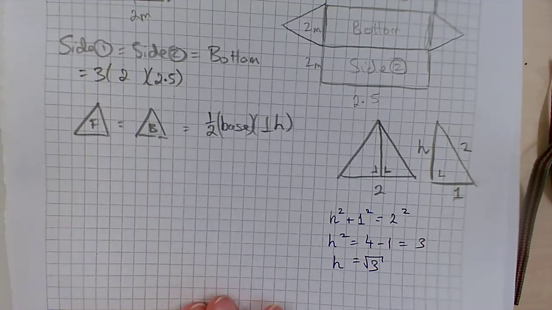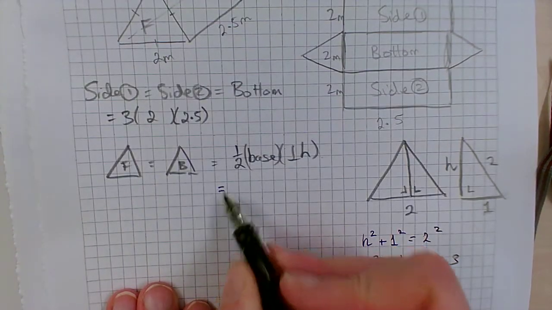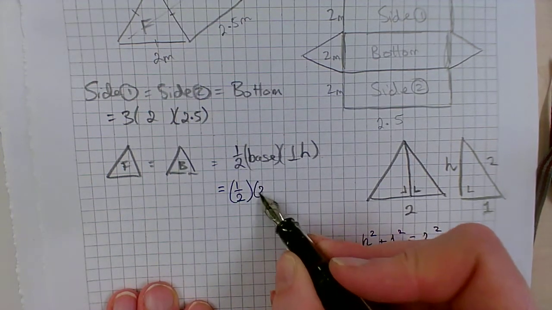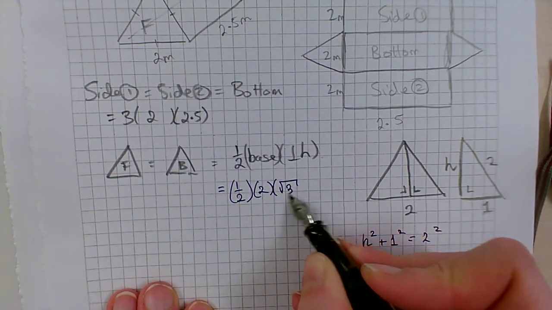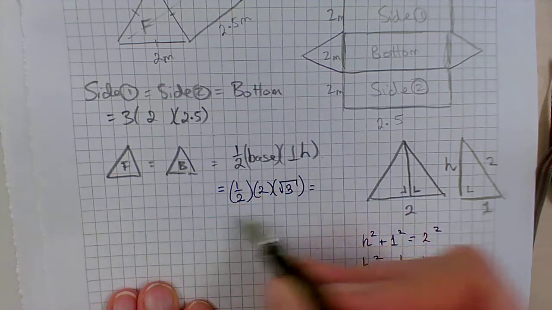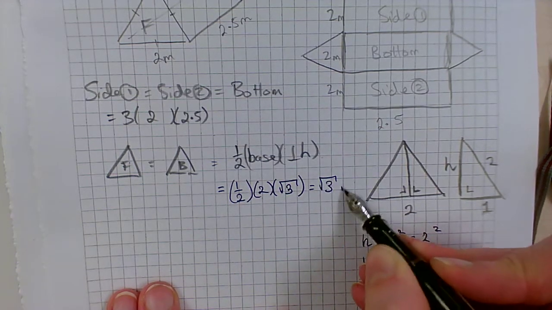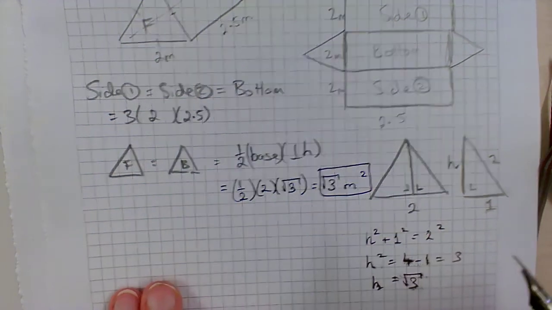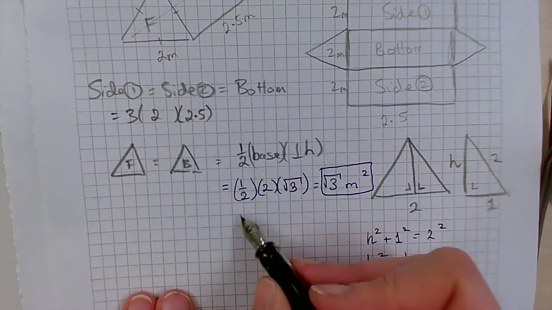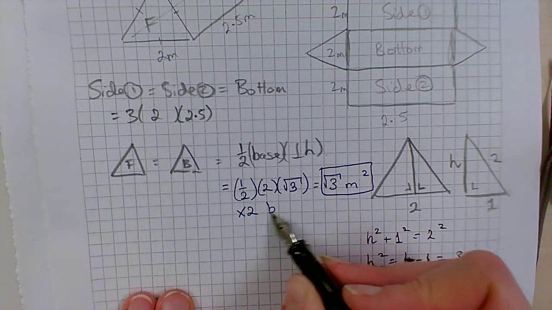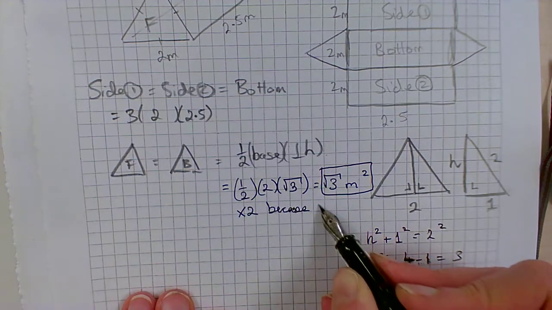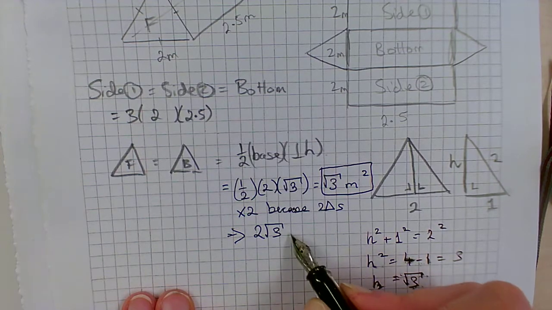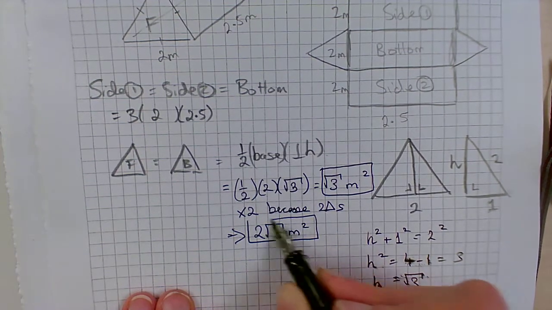And it's fine to leave it in surd form. So this area here is going to be a half by the base, 2, by the perpendicular height, which is the square root of 3. And that actually works out, because those cancel, to be the square root of 3 meters squared. Don't forget that I have 2 of them, of course, so multiplied by 2 because I have 2 triangles. So that means that I've got 2 times the square root of 3 meters squared. And we'll leave that one like that.